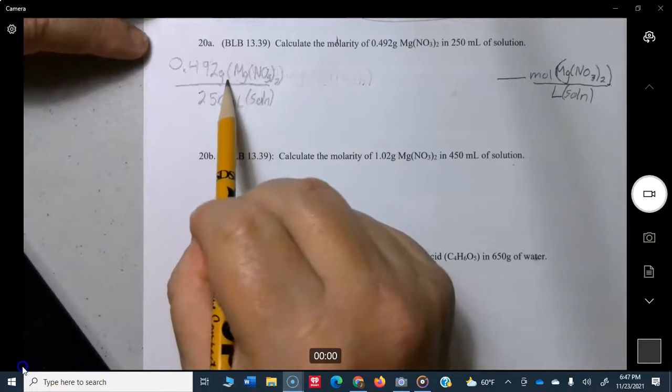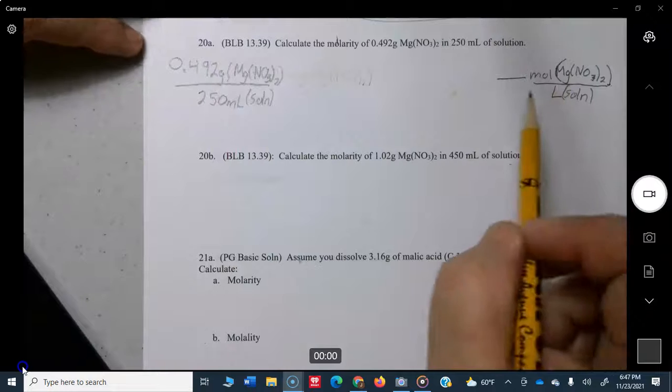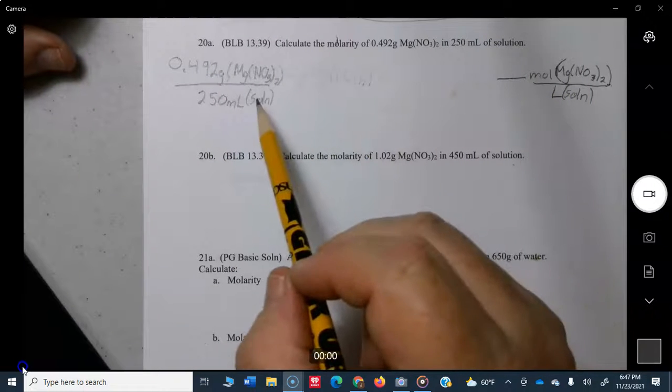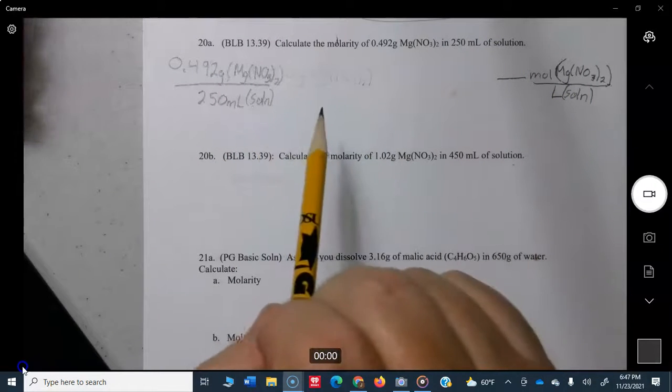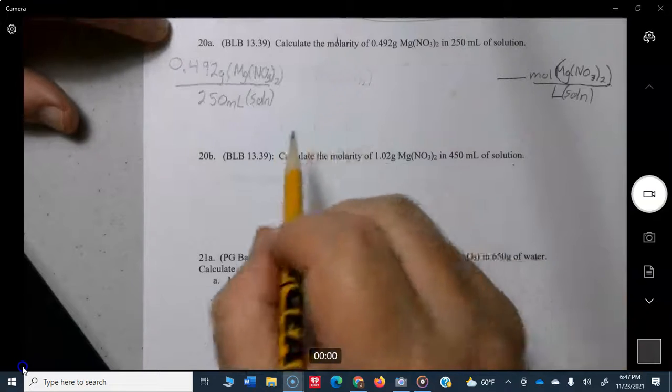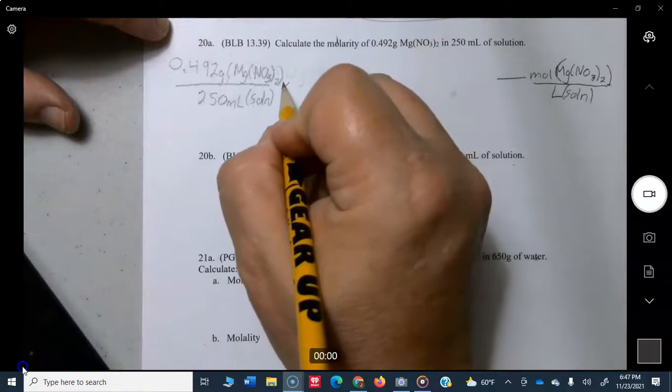Okay, so we need to get from grams of magnesium nitrate to moles. That's a molar mass conversion. And we need to get from milliliters to liters, so that's a pretty standard conversion. So it's going to be 2 conversions. Let's go ahead and do that.